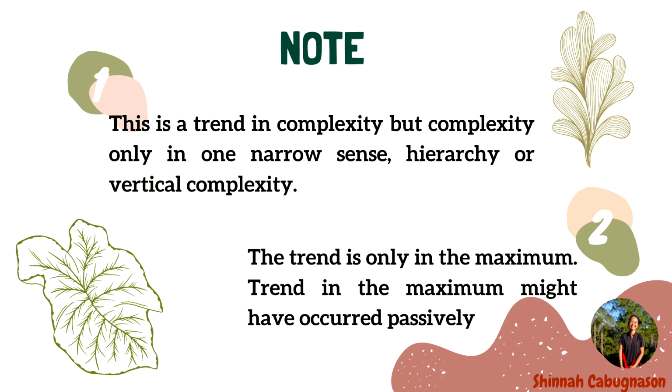There are some footnotes that are needed in order for us to understand more about this trend. First, this is a trend in complexity, but complexity in one narrow sense, hierarchy, or what is called vertical complexity. Vertical complexity is the number of levels, or in other words, the depth of nestedness. Second, the trend is only in the maximum. The highest level of hierarchy present on Earth rose with each transition, and a rising maximum does not by itself indicate the existence of any upward tendency.